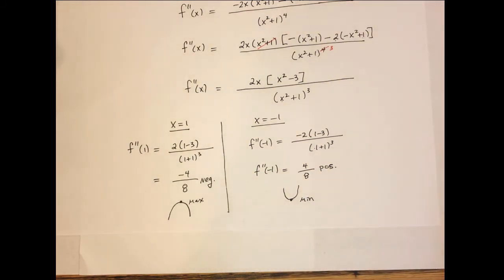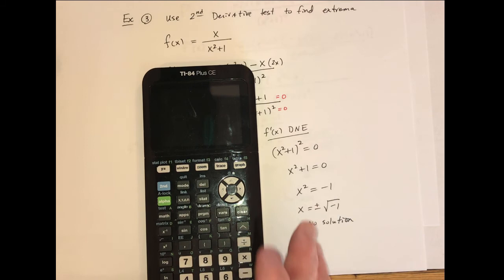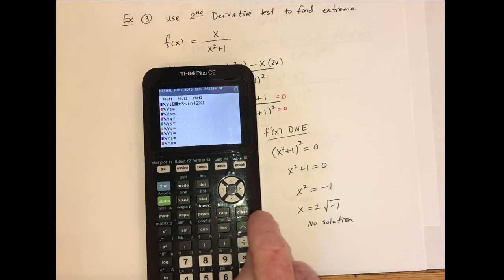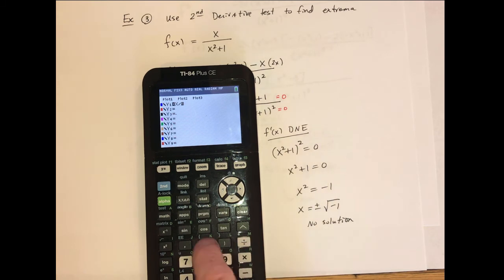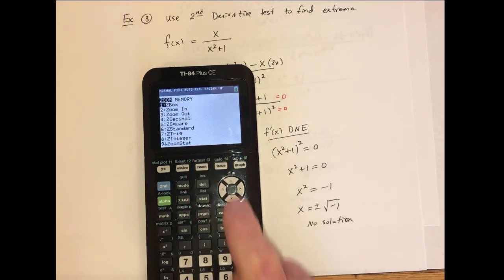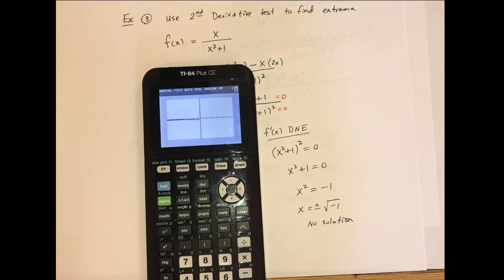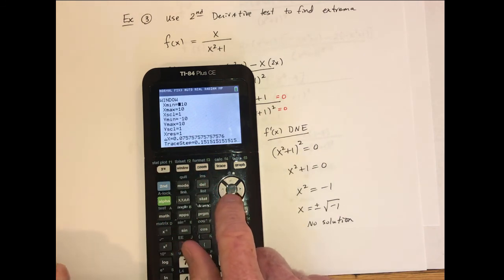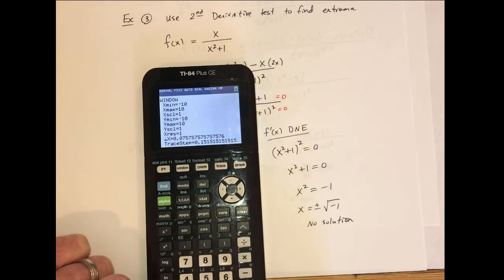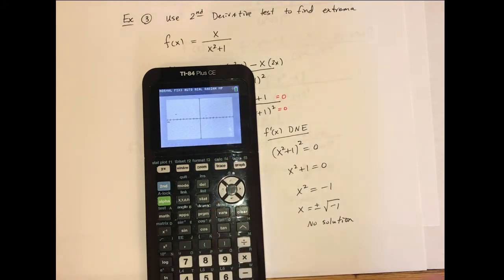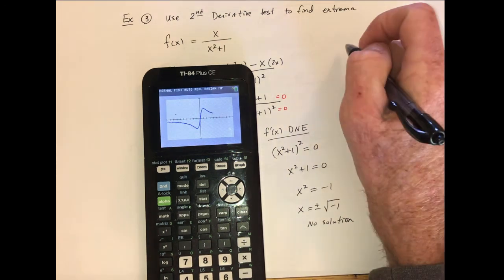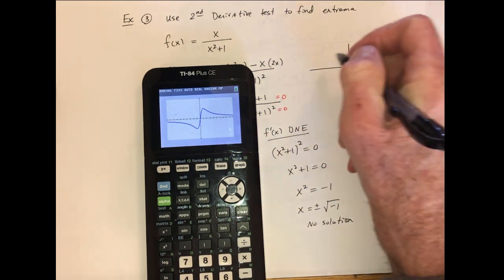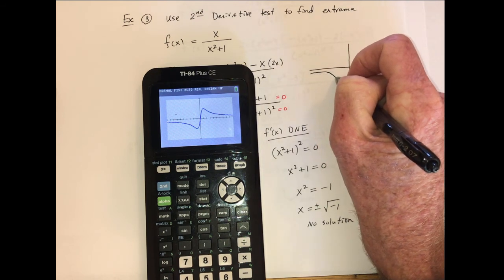And then finally, it's time to graph it and see. So when you graph, make sure that you go back to the original function and graph the original. So an x divided by an x squared plus 1. And then zoom standard. Oh, it's a very short function. So let me change this. The x's are fine, but the y's, I'll try negative 1 to 1. Yeah, that's pretty good. So the function looks like this.